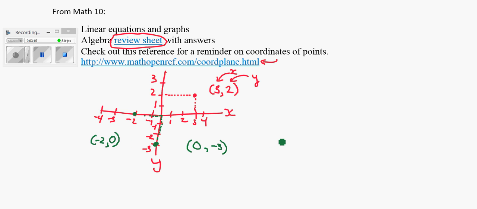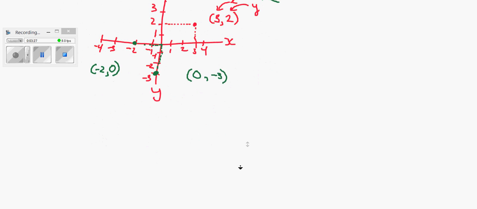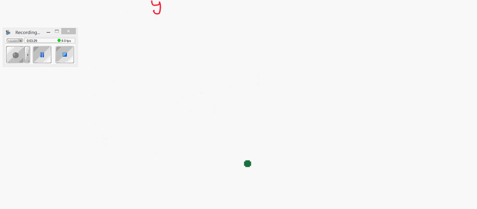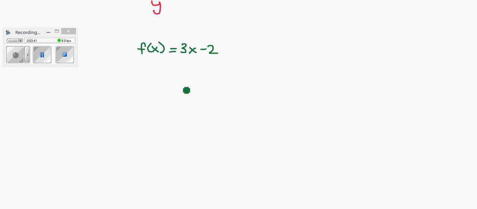Okay, so again, if this is something that you really need some more help with, take a look at the applet and get some good practice in on graphing points. But we're going to move on here in the lesson to just a quick review of a linear function. So this would be something like f of x equals 3x minus 2. And this is what you would have seen in Math 10.